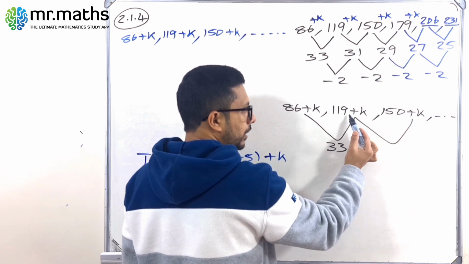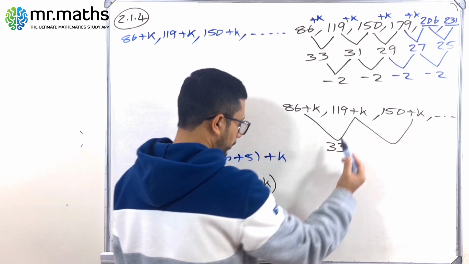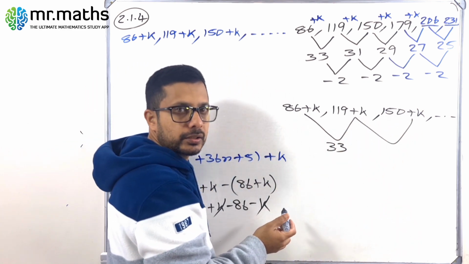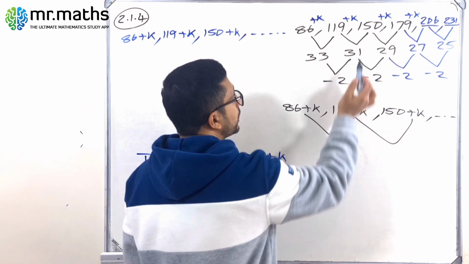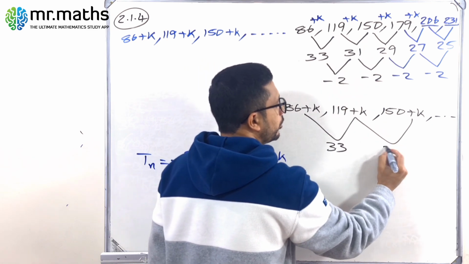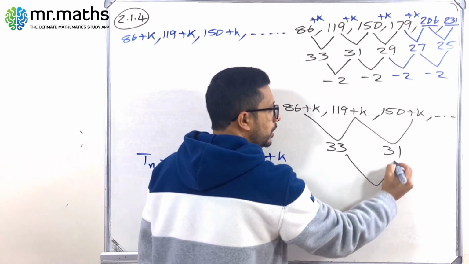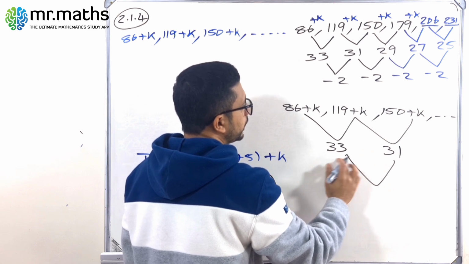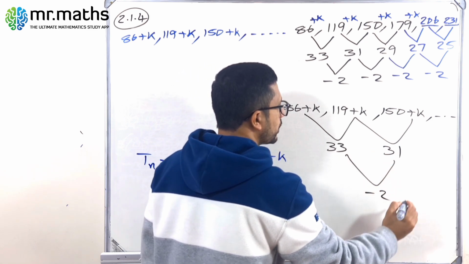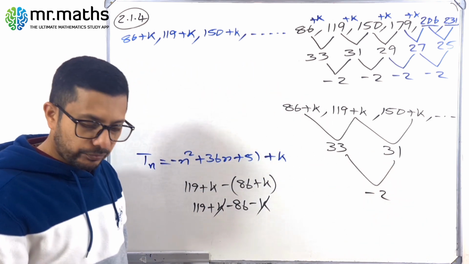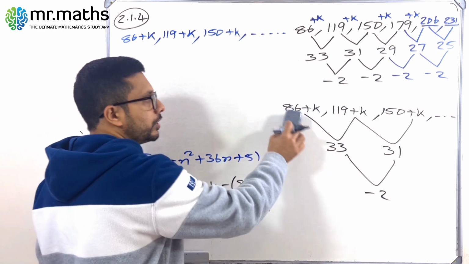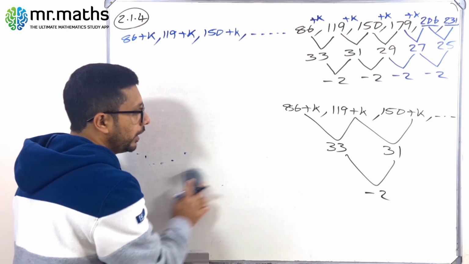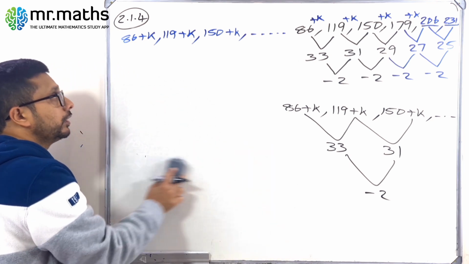Now next one, same applies. 150 plus k minus 119 plus k. When you do it like this, that k and k will cancel each other. So 150 minus 119 is the same as this one, so it's going to be 31. So this one is going to be 31 minus 33, that is minus 2. So the only difference is going to be in the first term, 86 plus k. Okay, so that is our a plus b plus c when we find the general equation.